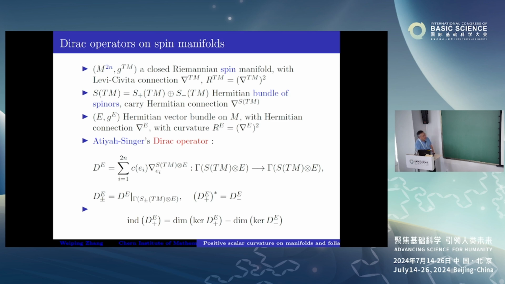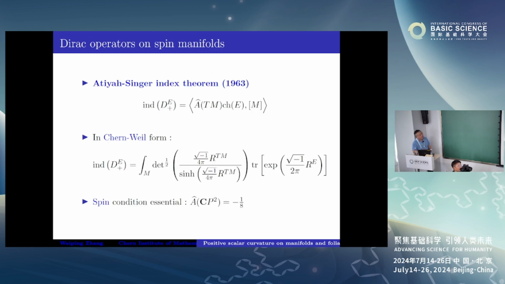In even dimension, we restrict to D plus acting on the plus bundle and D minus acting on the minus bundle. Then the total D, under this assumption, will be self-adjoint, so the adjoint of D_E plus will be equal to D_E minus. In this way, we can define the index of this elliptic operator on the closed manifold. The kernel of D is of finite dimension, so we can define the index as the dimension of the kernel of D plus minus the dimension of the kernel of D minus. And this turns out not to depend on the metric and the connections involved in the definition.